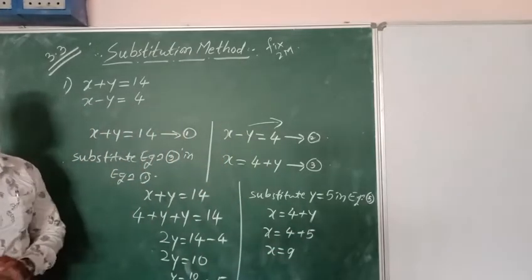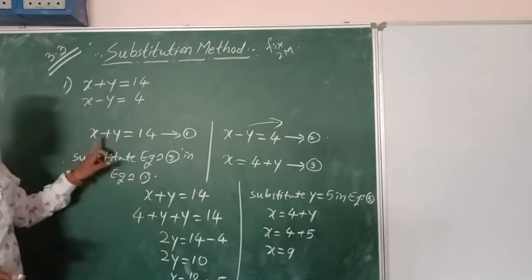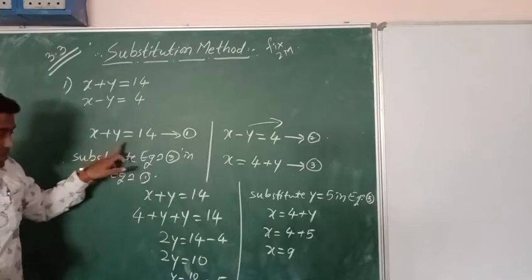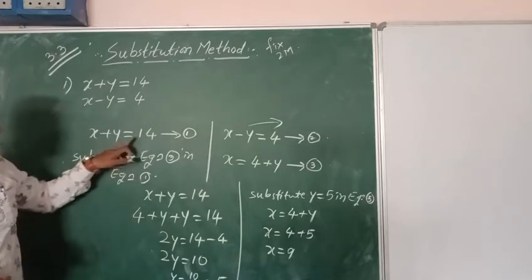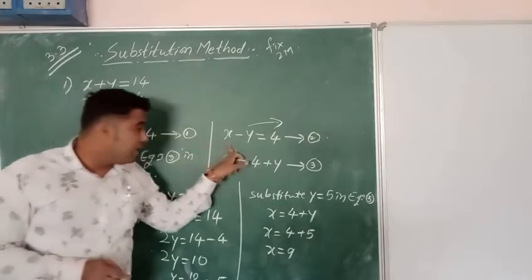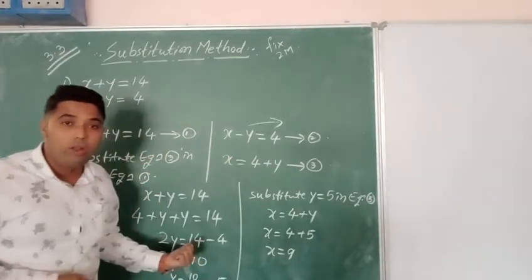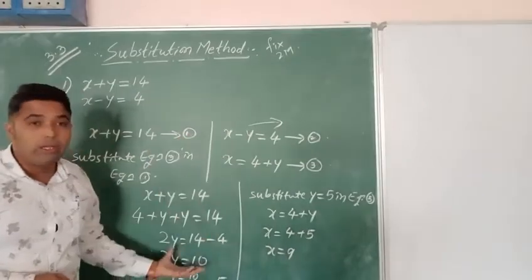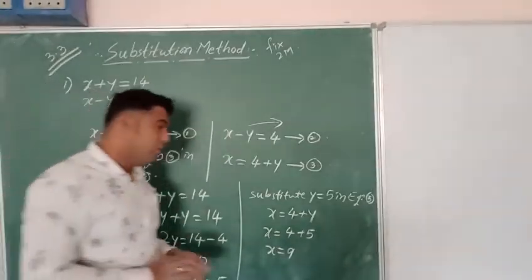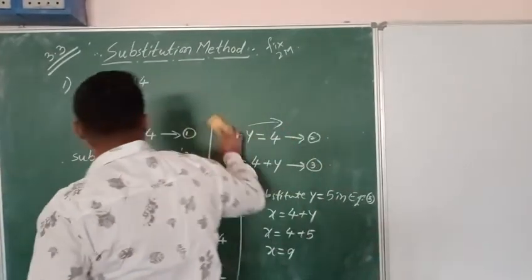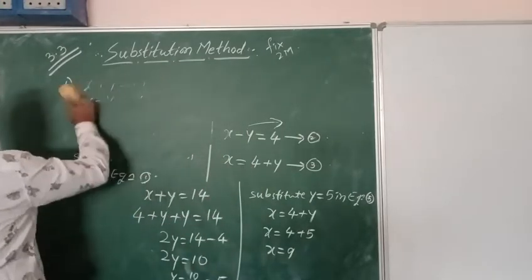Whether your answer is correct or not, you can check it just by substituting. x is 9, y is 5, so 9 plus 5 is nothing but 14. In the same way you check here, 9 minus 5 is nothing but 4. So like this, you have to solve it. This is the first problem. Let me teach you a few more problems so that you can become perfect in this.